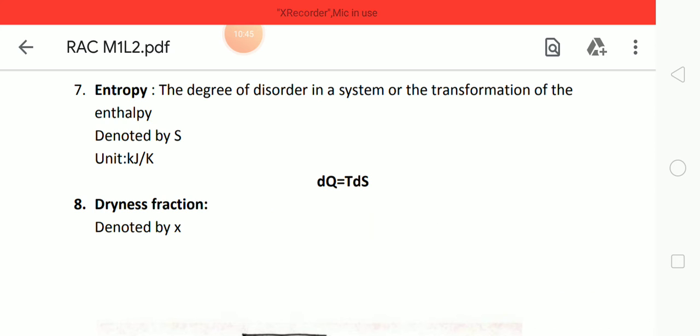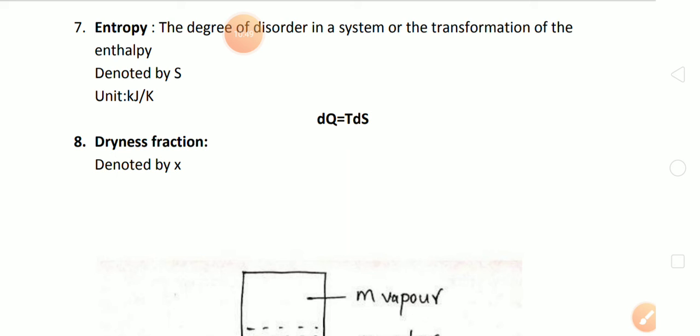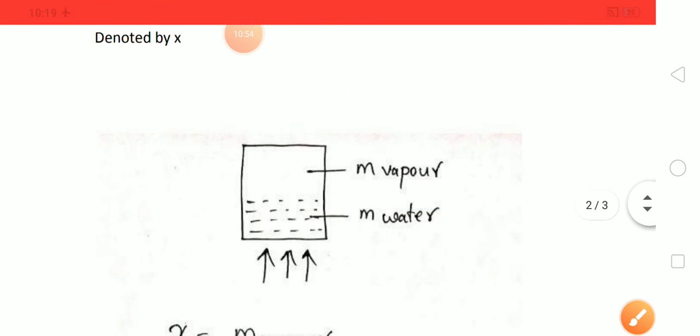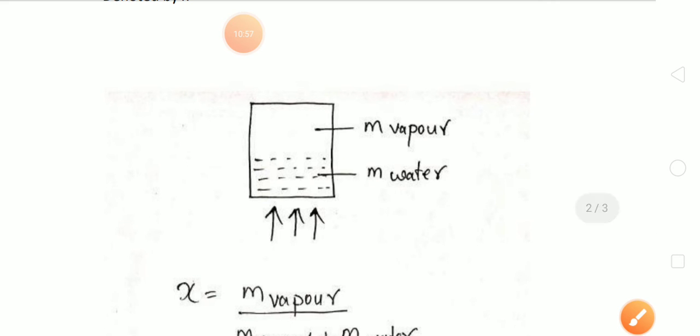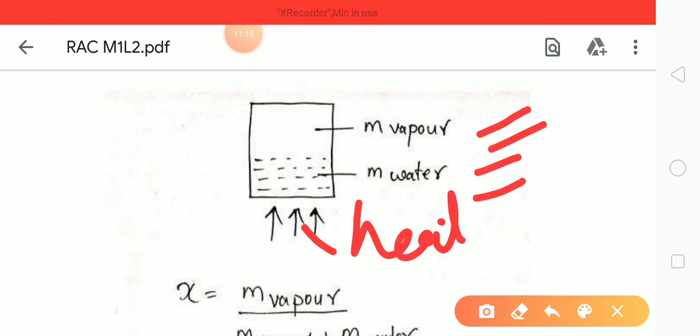Okay, now the last point you have to know is the dryness fraction. Dryness fraction is denoted as x, small letter x. So consider a vessel having m water, see, it's actually a suffix. m water amount of water, and m vapor amount of vapor. How is it possible? First of all, it doesn't have any vapor, so you have to give heat energy. This is the heat energy you are giving. So water is transformed into vapor.